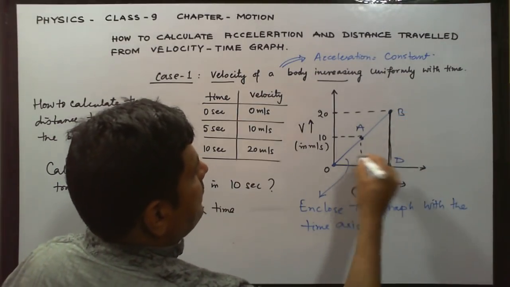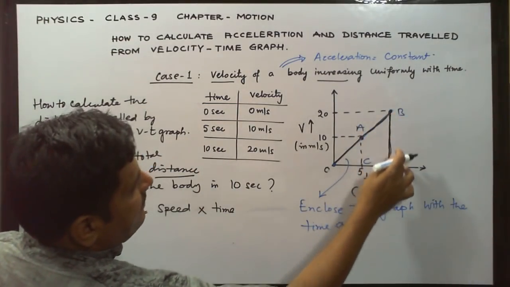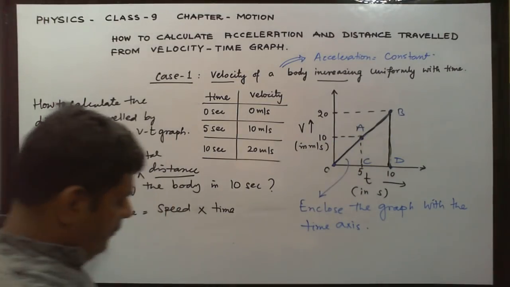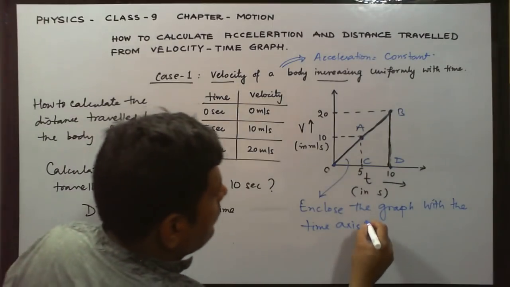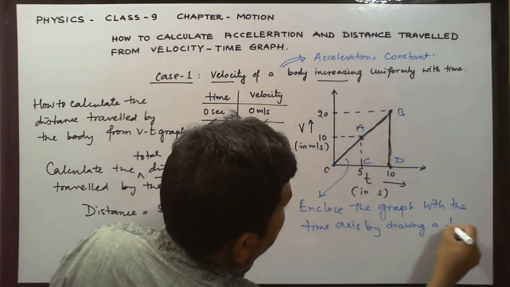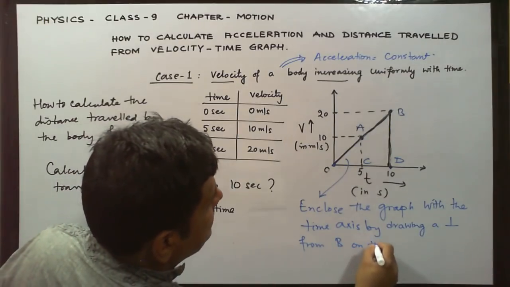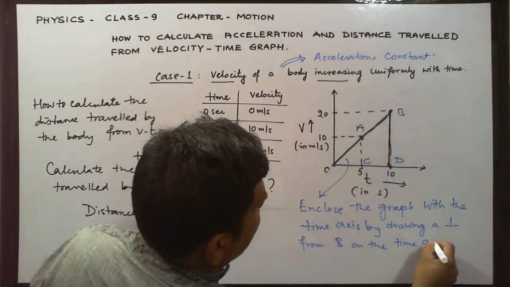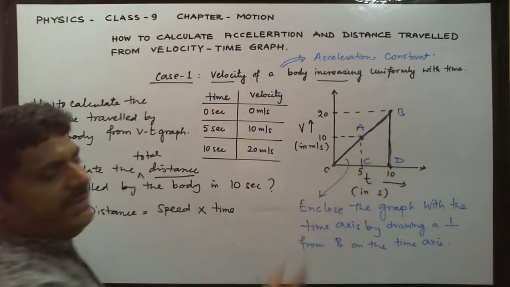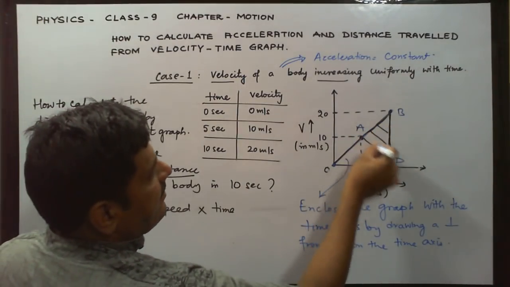This is our graph O to B, and then we close it by drawing a perpendicular from B on the time axis. So once we draw the perpendicular, now look at the figure which we get. What type of a figure are we getting? We get a triangle.